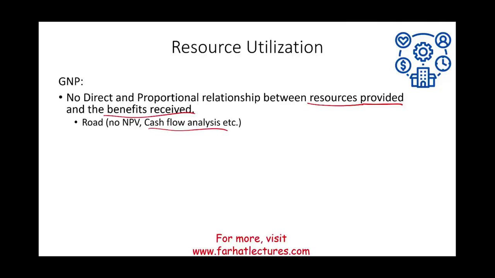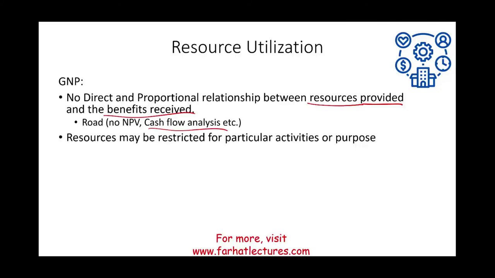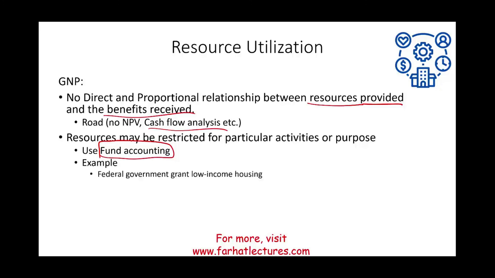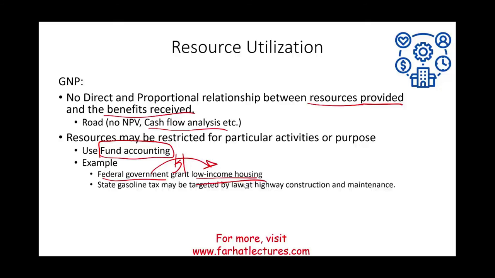Also, what could the government do? They might restrict resources for particular activities or purposes. And that's why we're going to see later that government will use what's called fund accounting. What is fund accounting? Basically, restricting a fund, some money, for a particular purpose. For example, the federal government might grant the local government or the state government money for low-income housing. If the federal government gives money to the state government, but stipulates that this money should be used for low-income housing, then you can only use it for low-income housing. The resources are restricted, and we'll see later on how we do this from an accounting perspective.